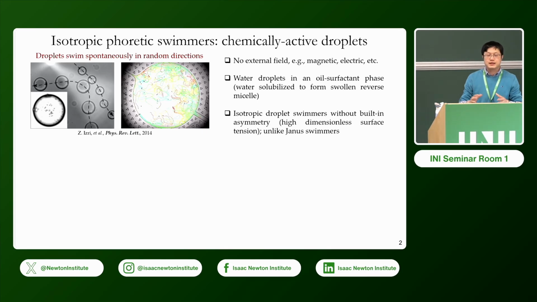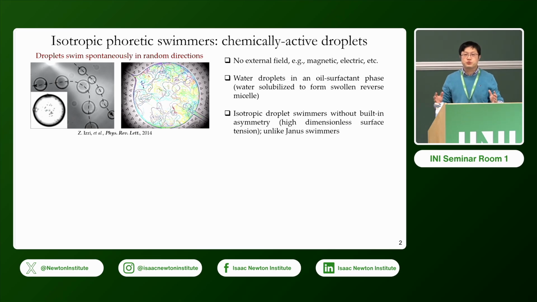In principle, it is like a water droplet. You put it into an oil surfactant phase, and it just swims spontaneously without a magnetic field or electrical field. As you can see, it is not like a microorganism with a head-tail asymmetry like polarity, or the Janus particle with the intrinsic pre-designed, half-coated asymmetry. Even when it swims, there's high surface tension, so it remains spherically symmetric. So the idea is what breaks this full symmetry and allows it to swim.